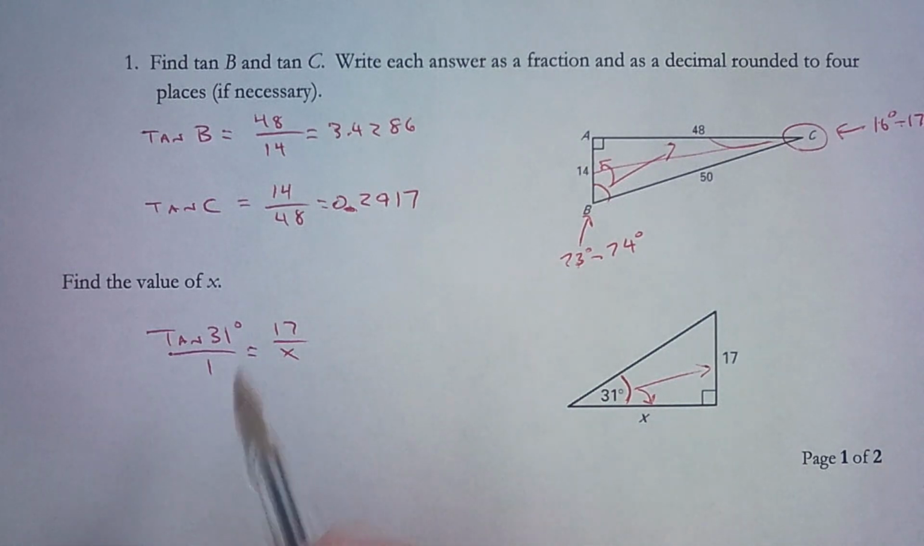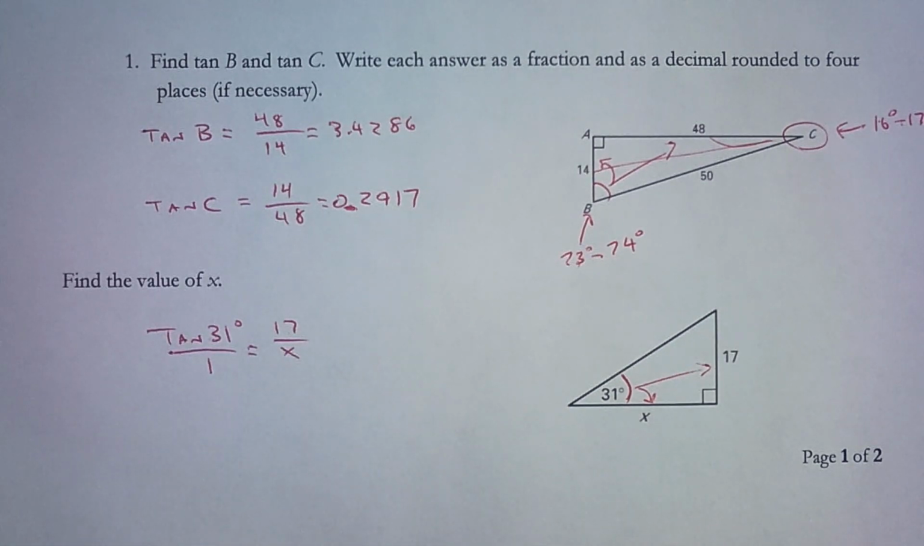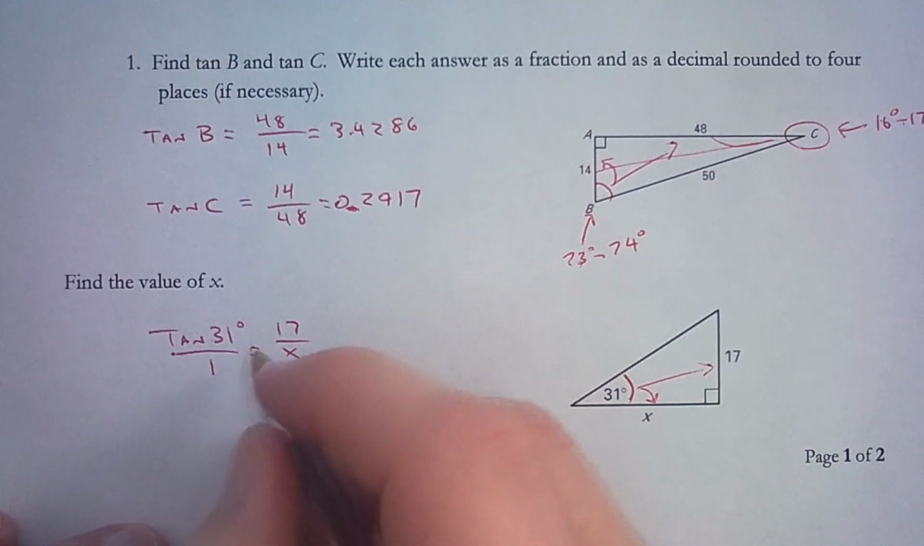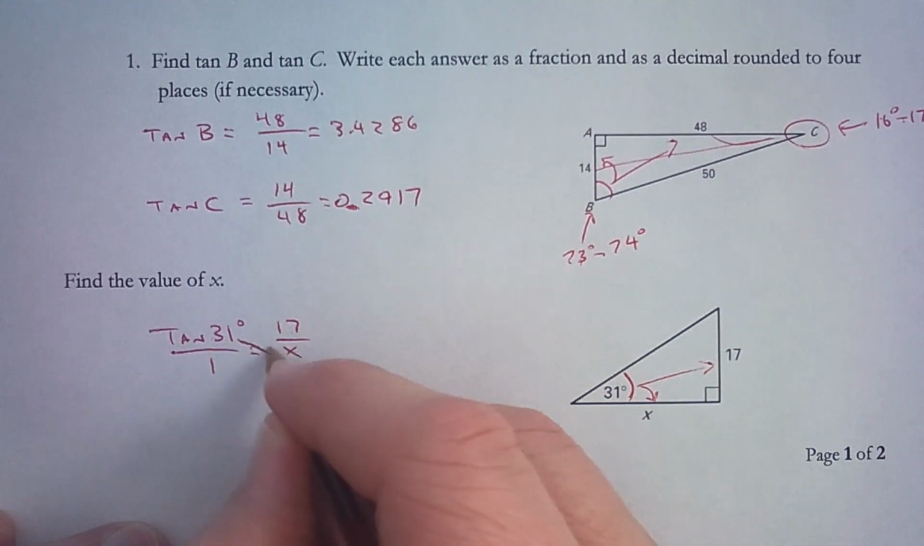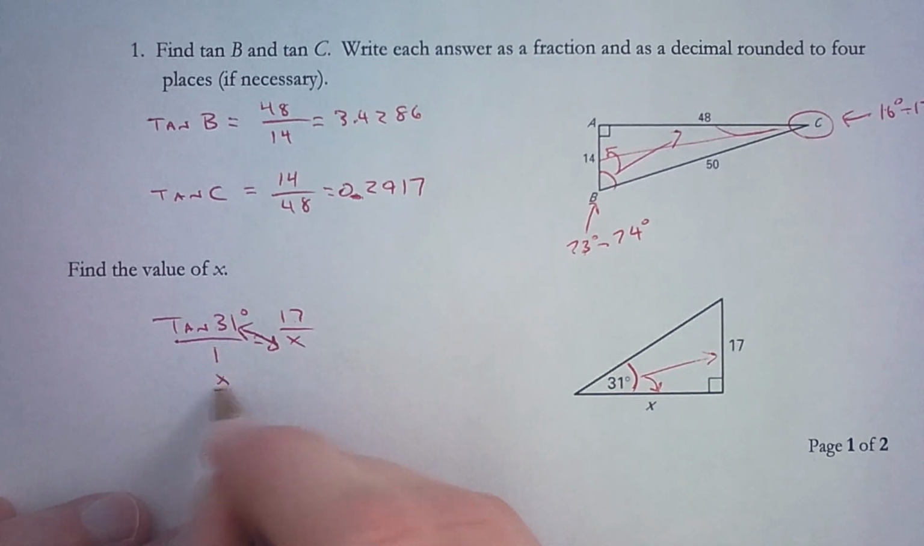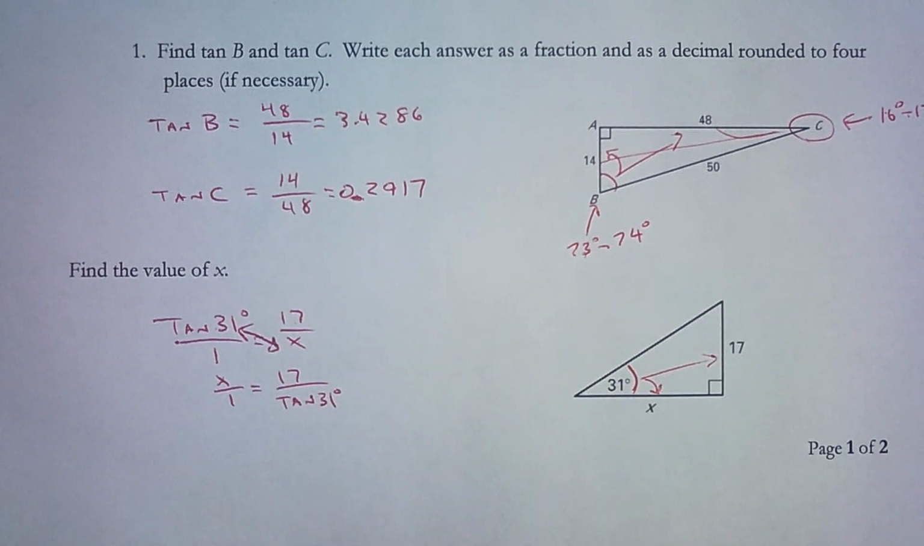Okay, so we have a proportion to solve. Tangent 31 is to 1 as the opposite leg is to the adjacent leg. Now, something that we learned about proportions in the past is that we can always just switch things that are diagonal from each other. So this is the same as x over 1 equals 17 over tangent 31. Okay, now I've got two ways that I could solve this.